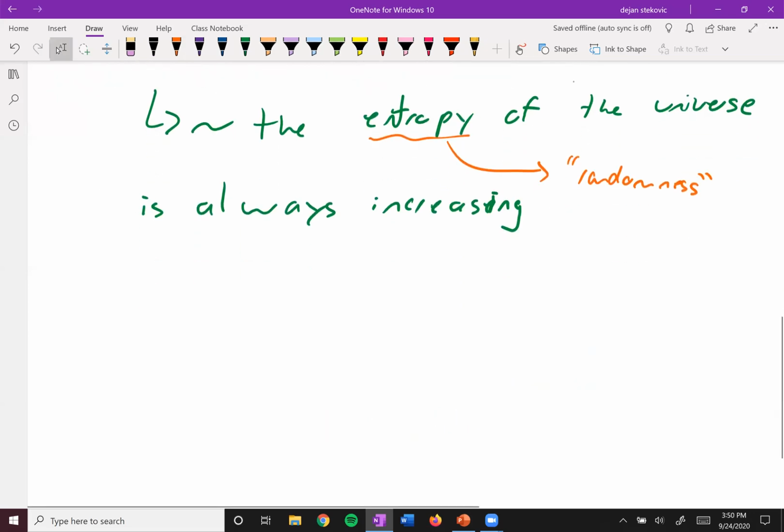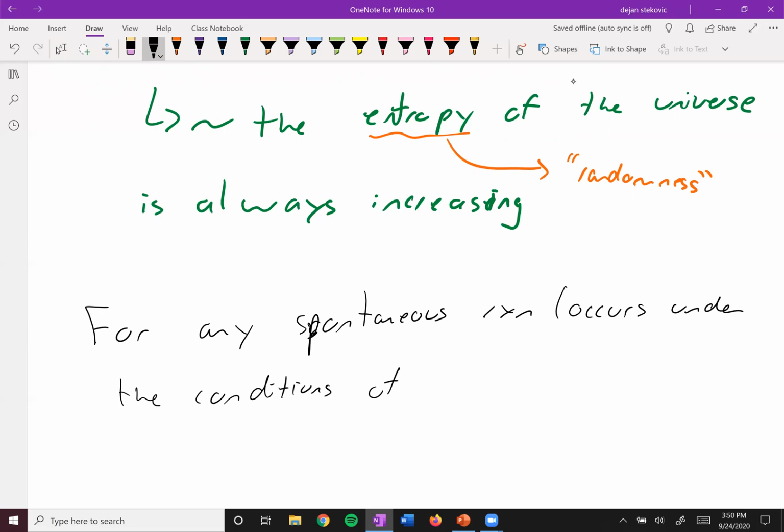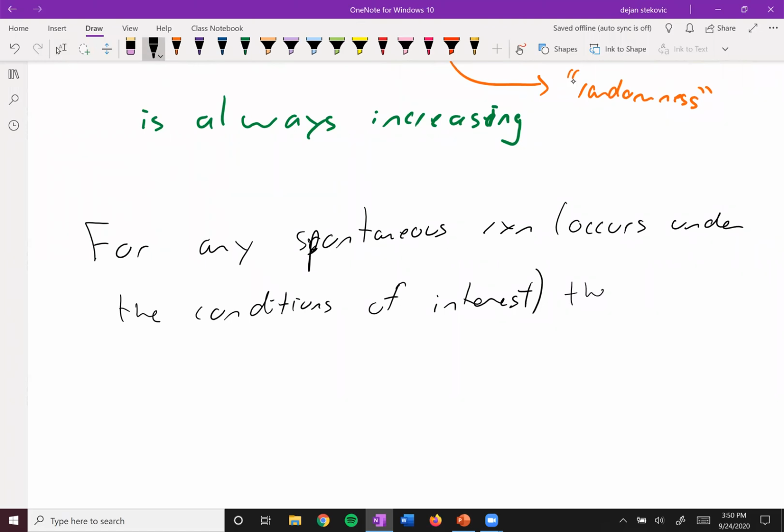But basically, for any spontaneous reaction to occur, and a spontaneous reaction is something that occurs under the conditions of interest or without outside interventions, right? So under these conditions, it's just going to happen by itself. You don't have to do any extra stuff, right? So for any spontaneous reaction, the entropy of the universe is increasing.